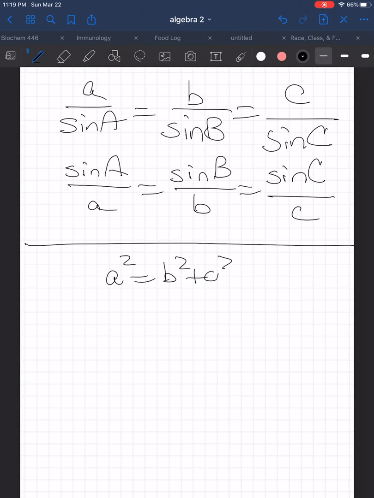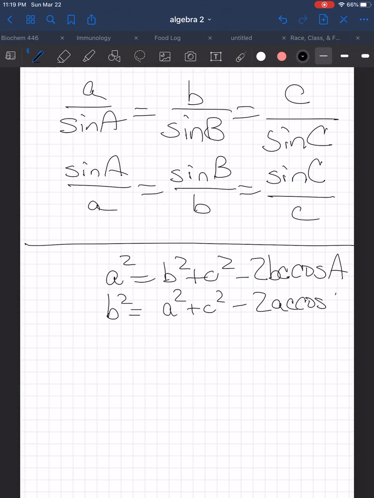It's a squared equals b squared plus c squared minus 2bc cosine of A. Or you can say it's b squared is equal to a squared plus c squared minus 2ac cosine of B. Or you can say it's c squared is equal to a squared plus b squared minus 2ab cosine of C.